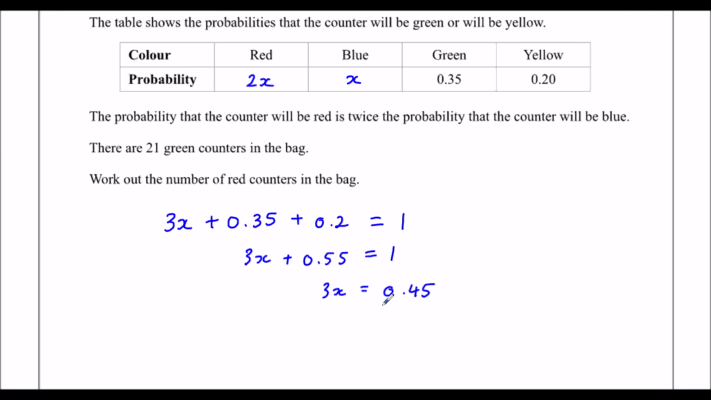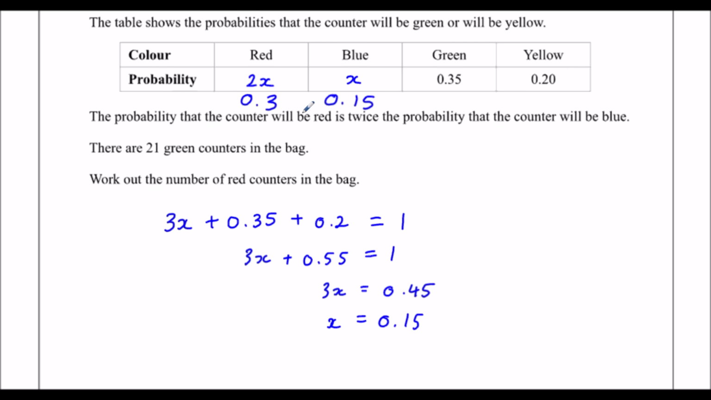So divide by 3. So 45 divided by 3 is 15. So 0.45 divided by 3 is 0.15. So that means the probability of blue is 0.15. The probability of red is 2 lots of that, which is 0.3.